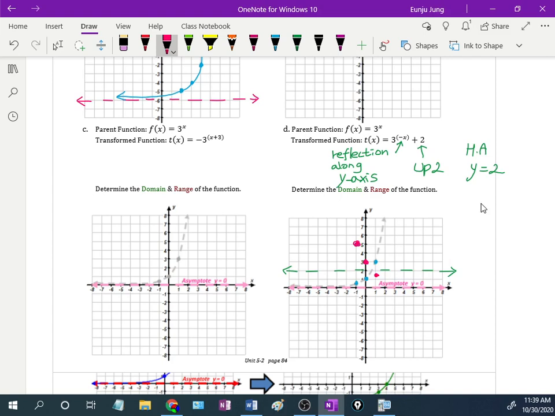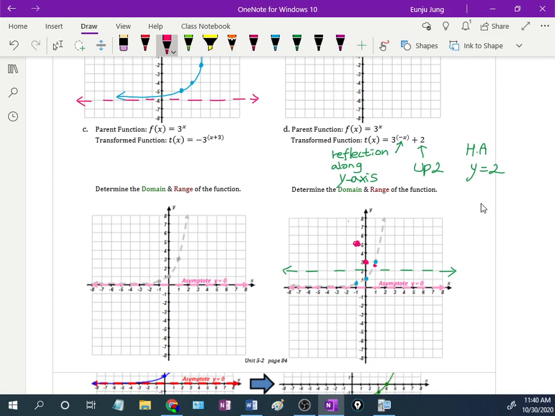Did I move 2? No, it's not there, right? It should go up 2. 1 and 2, and then opposite direction, so that will be here. It should be above this horizontal asymptote, right? Did I move everything 2 points? 1, 2, okay, here, 1, 2, yes.